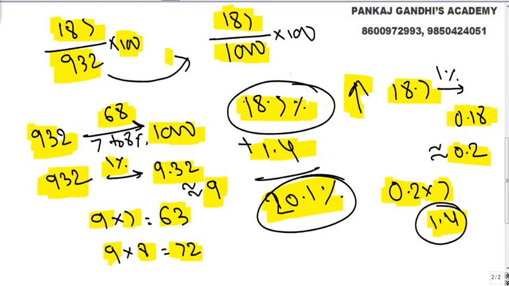A lot of practice will be needed. A lot of table mugging up will be needed. What we did, 932 to 1000, nearly 68. Nearly 932's 7%. So whatever answer we get, we need to increase by 7%. It's very close to the actual answer.